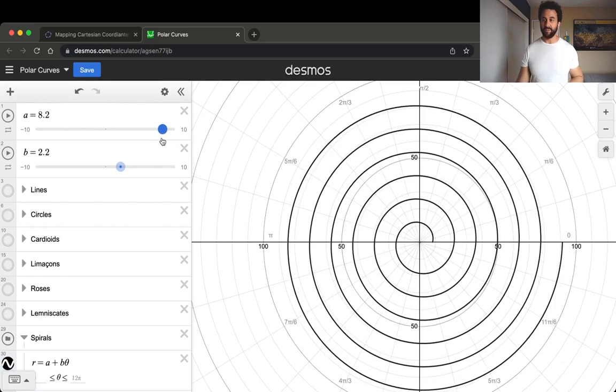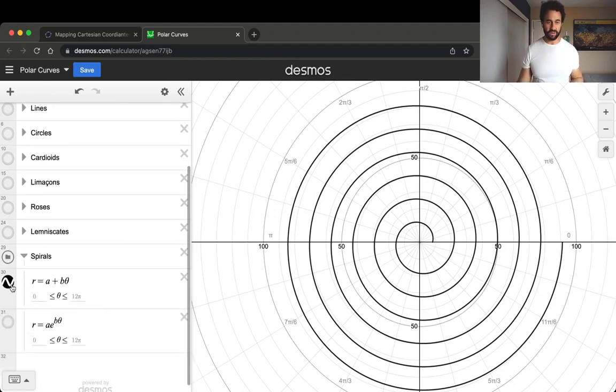So that's an Archimedean spiral. Sometimes it's called an arithmetic spiral because as you can see, the distances between these spirals is equal. So it's like an arithmetic sequence, basically. You're just adding a common difference to get to the next part of the spiral.